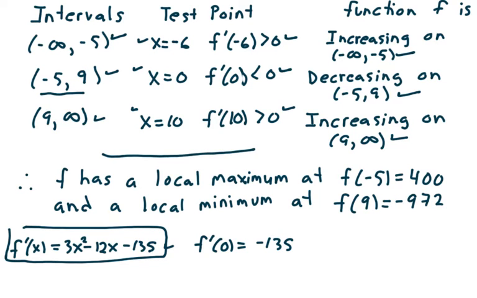Here we have a number line, and here's -5. When you go from increasing up to -5, and then you start decreasing, notice how I'm on top of the mountain. And so what that tells me is f has a local maximum at f of -5, which is 400. By the way, I'm plugging -5 back into the original function.